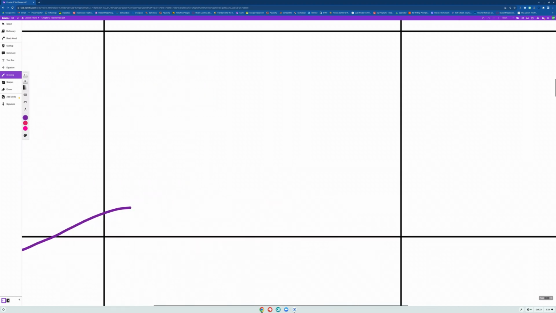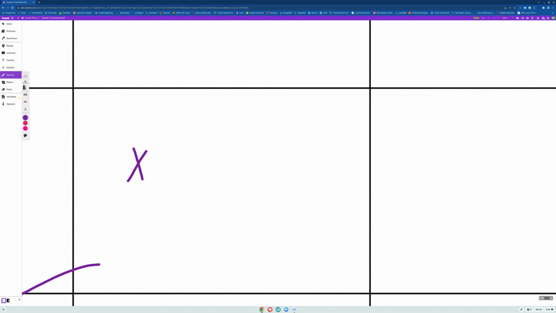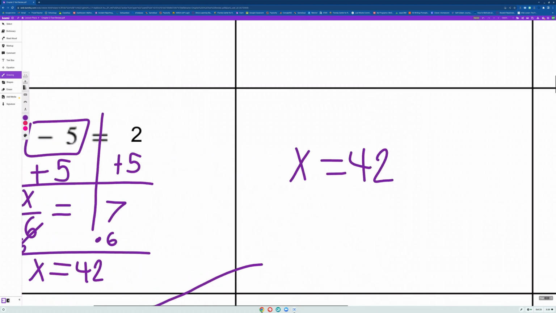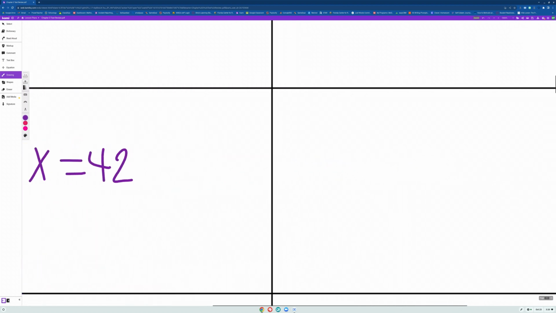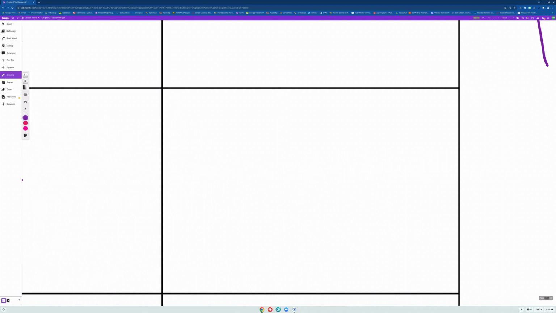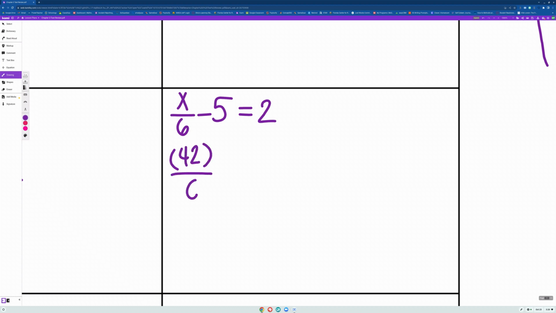So again, if x does equal 42, then I should be able to plug it back into this problem and get 2 as my answer. So let's see. I have x over 6 minus 5 is equal to 2. So now instead of x, I'm going to write 42 over 6 minus 5 equals 2.